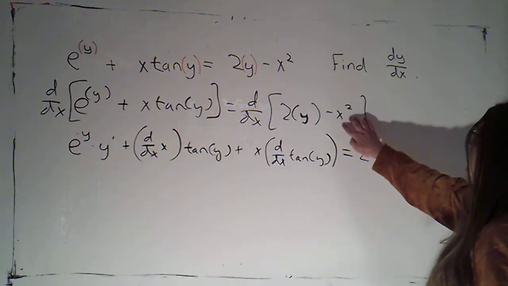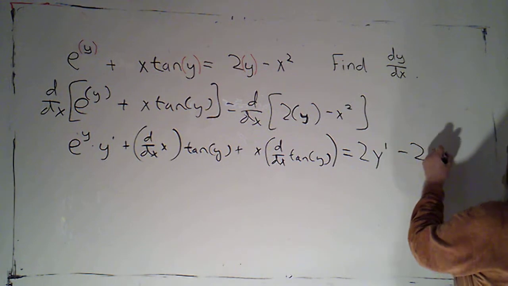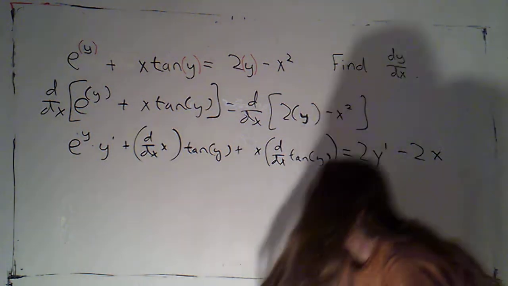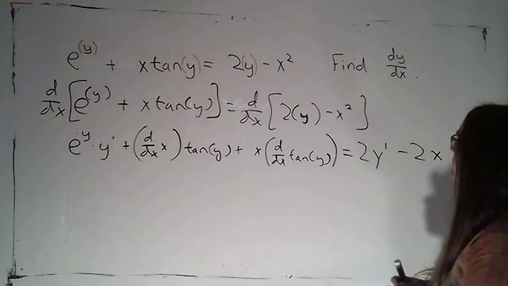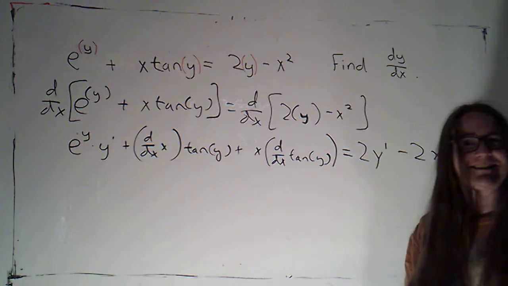All right, and then minus the derivative of x squared. That one is a function of x, so that's going to be minus 2x. All right, before we move on, I want to finish taking the derivatives. I've got some d by dx's to do.